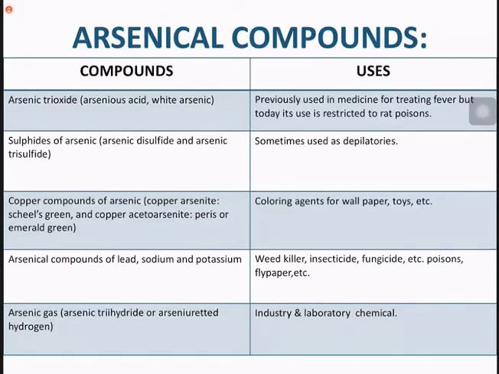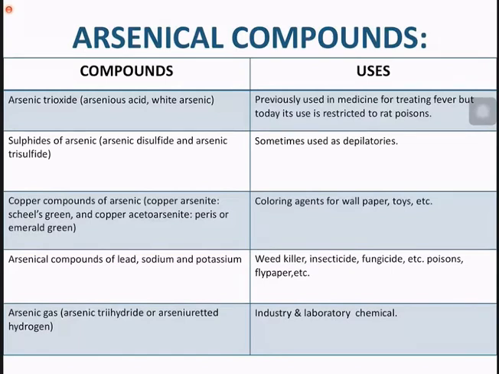Then there are some sulfides of arsenic, like arsenic disulfide. You don't need to remember the names. This is just there to make you realize how easily one can get exposed to arsenic. Sulfides of arsenic can sometimes be used in depilatories. What are depilatories? Those hair removal creams, remember? They can have some arsenic in them as well. Then there are some copper compounds of arsenic. These are very commonly used in coloring agents of toys, wallpapers, anything that has color in it can have arsenic as well.